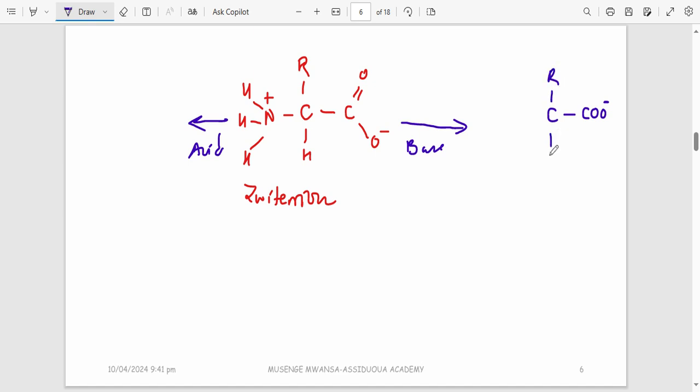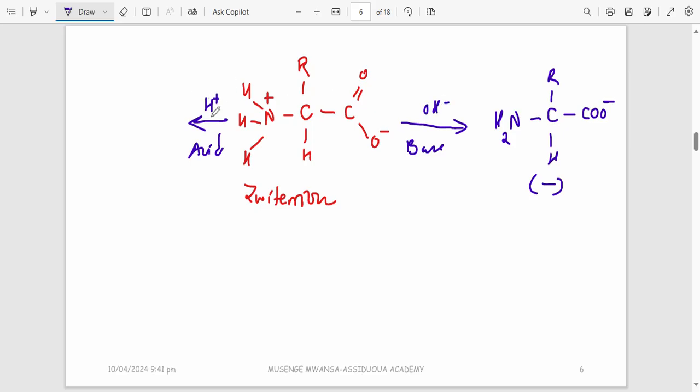On top you have R, down you have H. This side you're only going to have NH2, and there's not going to be any positive charge. So in an alkaline environment, amino acids are negatively charged. But when you add an acid, what does acid mean? We are adding a proton. Here we are adding hydroxide.